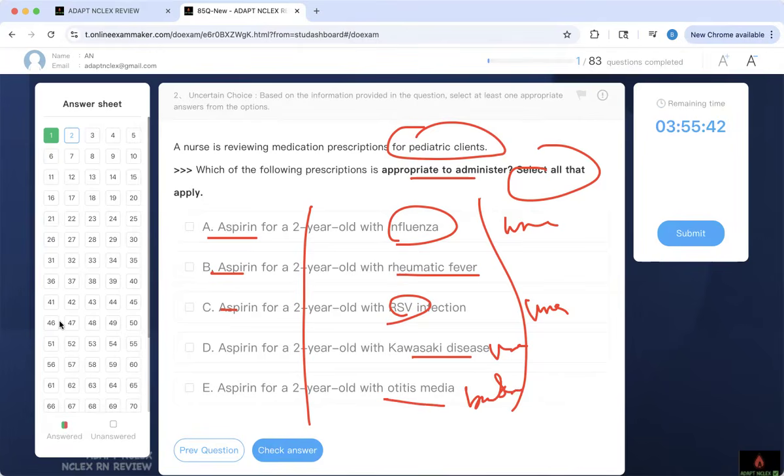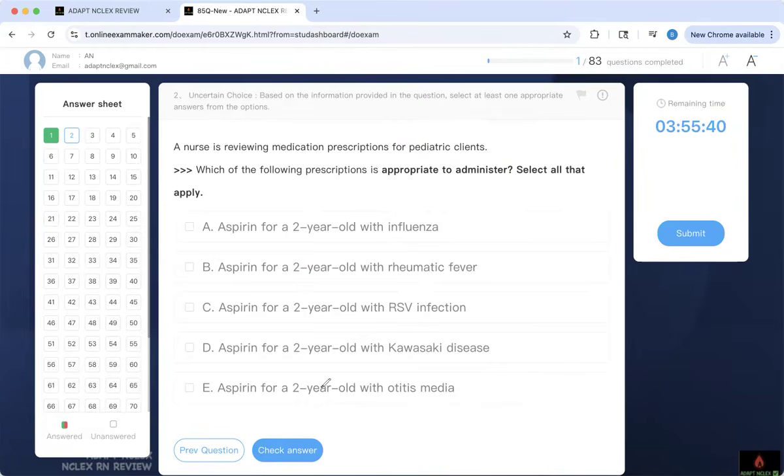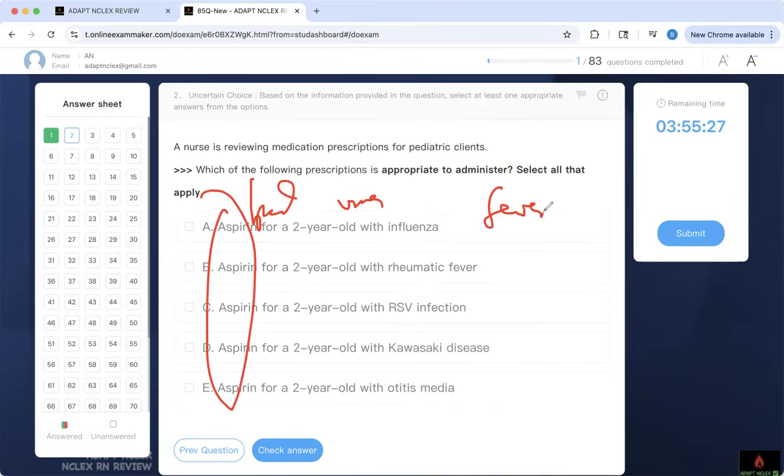Now, your next step is what? Ask yourself. We all say aspirin is bad for kids. Okay, fine, especially if they have a viral infection. But the problem is there's an exception. If it's just for fever and pain, yeah, choose Motrin, ibuprofen.